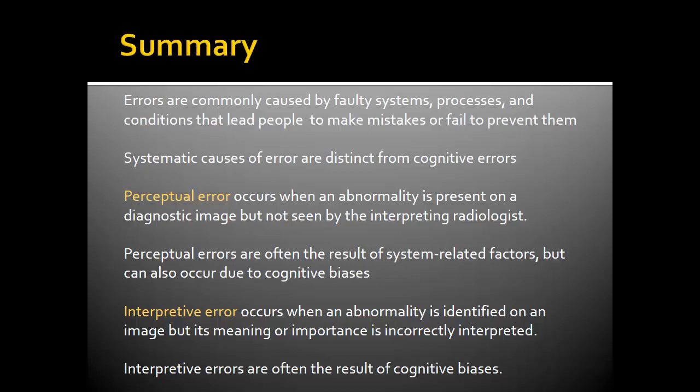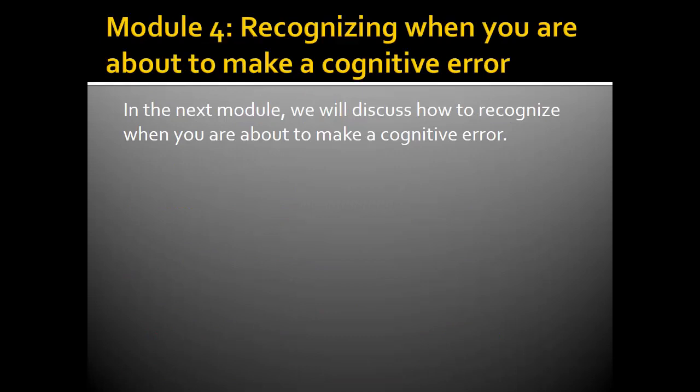Interpretive errors occur when an abnormality is identified on an image, but its meaning or importance is incorrectly interpreted. Interpretive errors are often the result of cognitive biases. In the next module, we will discuss how to recognize when you are about to make a cognitive error.